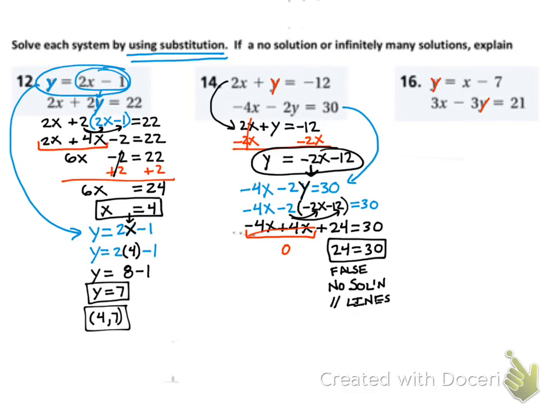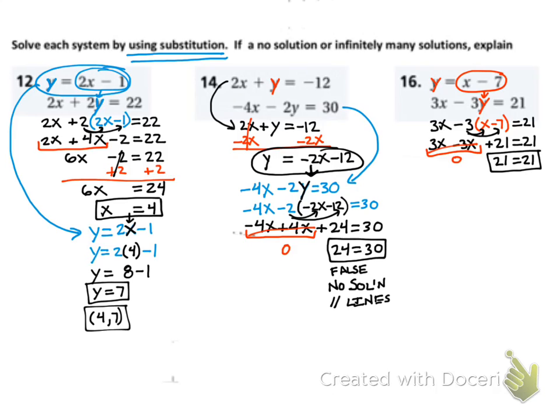For number 16, I'm fortunate enough that the first equation is already solved for y. So I don't have to solve one of the equations. So I want to substitute x minus 7 in for y. So here I get 3x minus 3 times, which y is now x minus 7, is equal to 21. Again, distributing, I get 3x minus 3x plus 21 is equal to 21. Combining like terms, the 3x cancels out. I get the statement 21 is equal to 21, which is always a true statement. So it has infinitely many solutions because they are the same line.